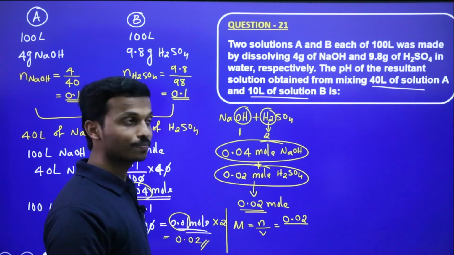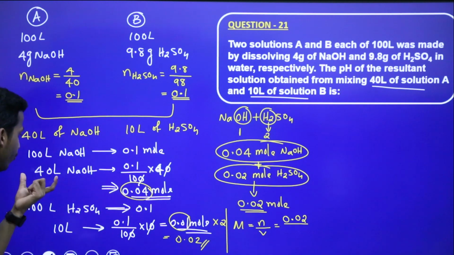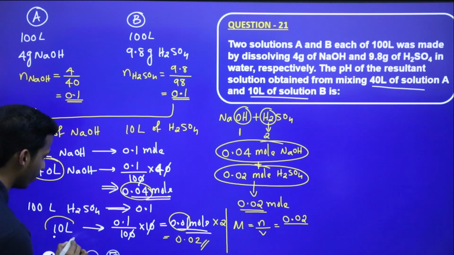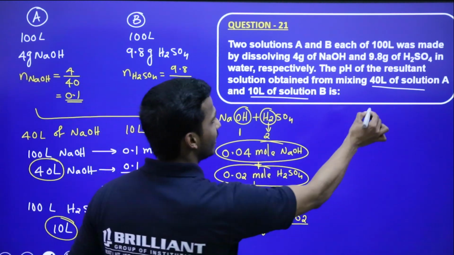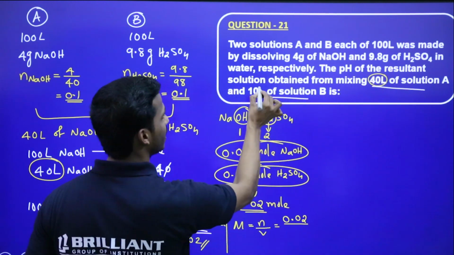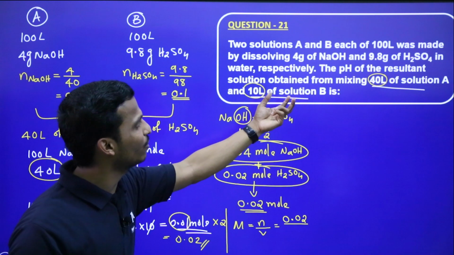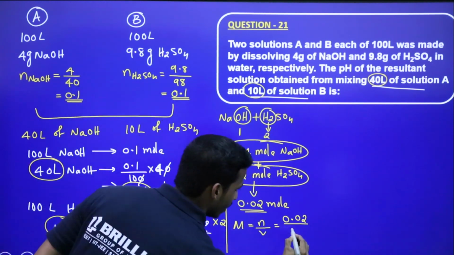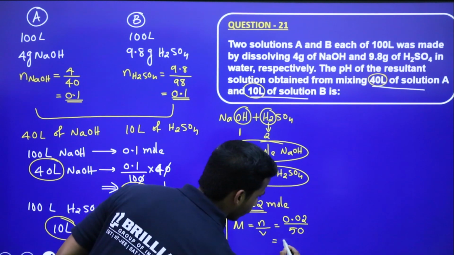What is the volume? The 0.04 comes from 40 liter NaOH, and 0.02 comes from 10 liter. So 40 plus 10, what is the overall mixture? The 10 liter NaOH you are mixing with the 10 liter solution B reacts with the 40 liter A. So the total volume is 50, right? So 0.02 by 50.